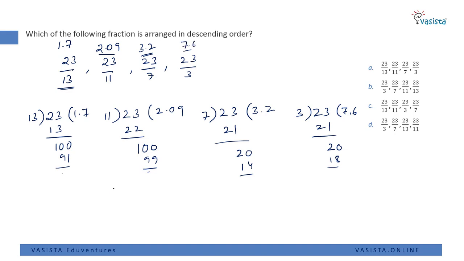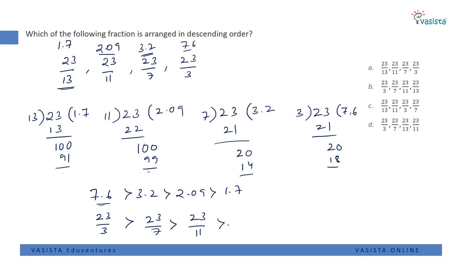So the bigger one we need to place first, that is 7.6 is greater than 3.2, which is greater than 2.09, which is greater than 1.7. Now substitute the fractions here, that is 23 by 3, which is greater than 23 by 7, which is greater than 23 by 11, which is greater than 23 by 13.